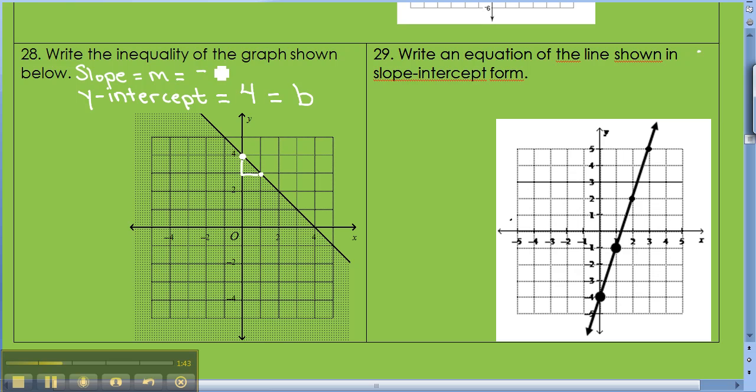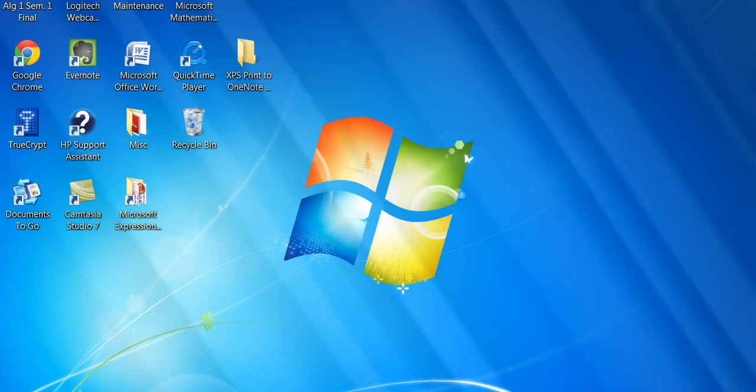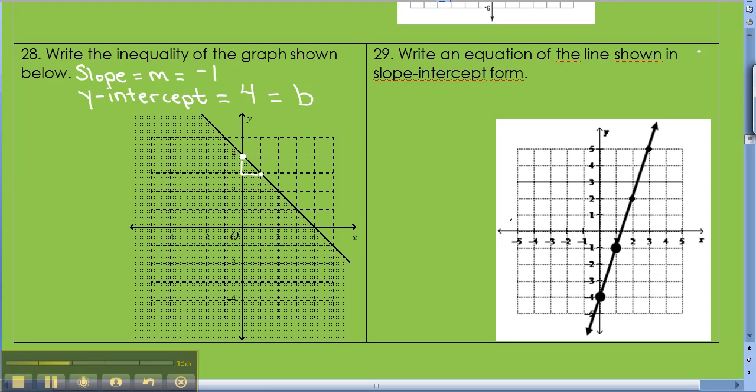So our slope is 1 over 1, which just simplifies to 1. And it's negative because our line is falling from left to right. Now that we know our slope is negative 1, and our y-intercept is 4.